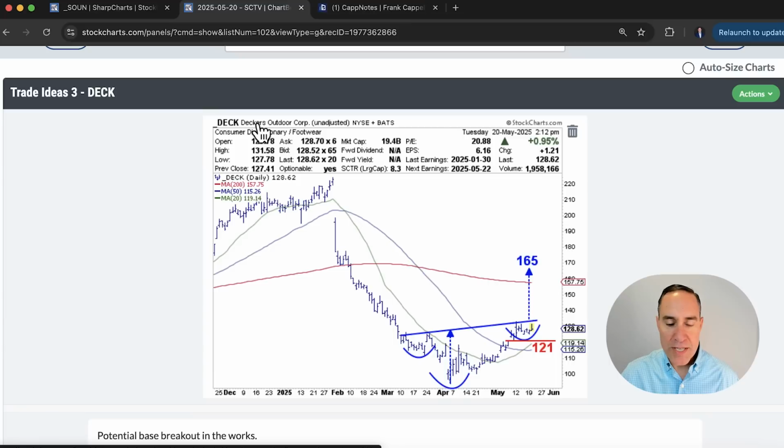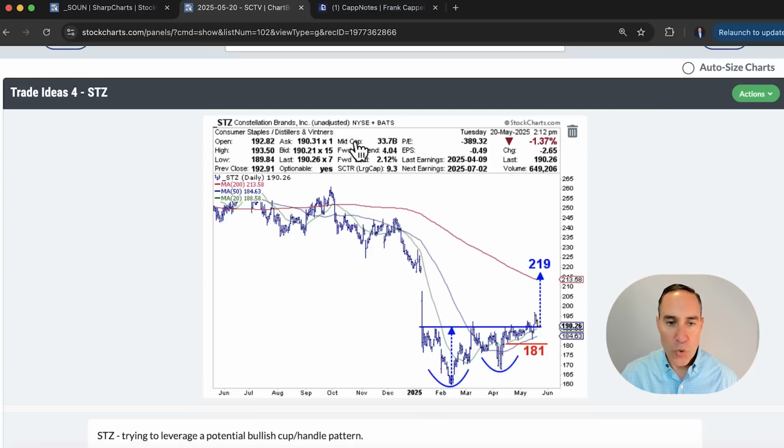And another one of those is Deckers, as we can tell, pretty self-explanatory, trying to complete an inverse head and shoulders pattern, upside target on a measured move basis would be 165 there. Another one is Constellation Brands, obviously in a consumer staples area, which a lot of those have been starting to come back as well. Very similar, just trying here, not quite there yet. Both of them, if they were to work out, would have targets slightly above their 200-day moving averages as well.